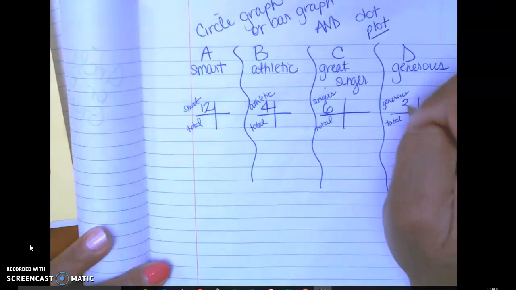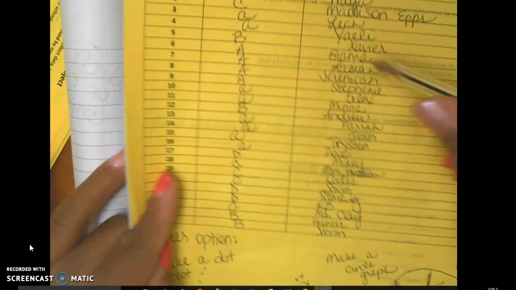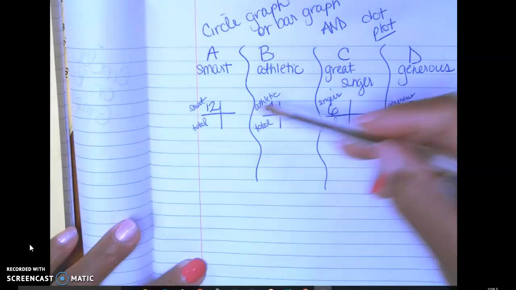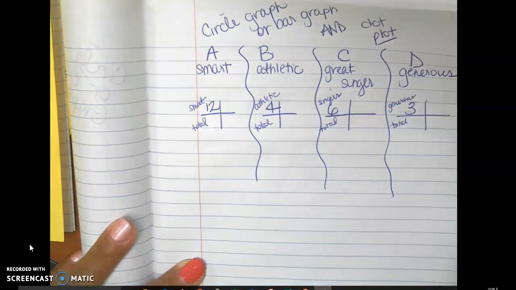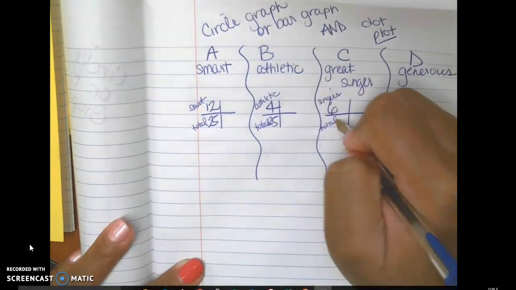Wait, there's one at the top. There's a D at the top. I already got the C's. I need to add 12 and 4. That's 16 plus 6 more is 22 plus 3 is 25 people. So that's my total. That's how many people I interviewed.